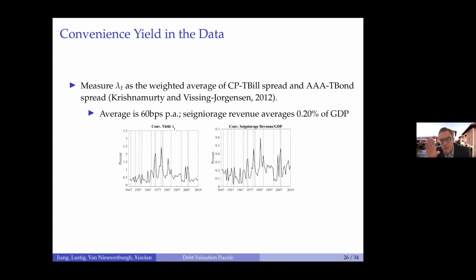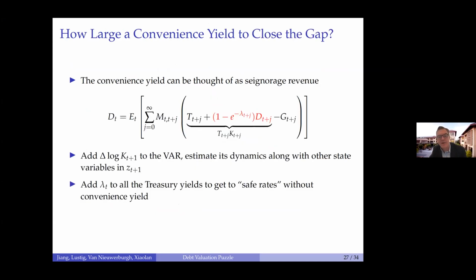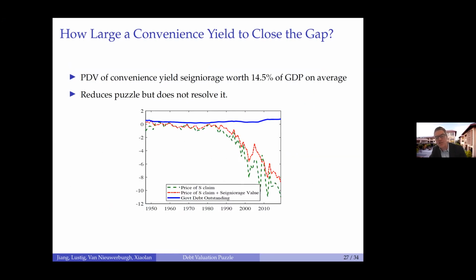We're going to use Arvind and Annette's estimates of these convenience yields. They get those from comparing Treasury yields to AAA bonds and commercial paper. We're going to maturity weight these. On average, you get about 60 basis points, which is not negligible, but the seigniorage revenue is too small as a fraction of GDP. It's about 0.2% of GDP. That's not going to really tilt the scale here, okay? So if you add that back, you actually do get a smaller puzzle, but it doesn't go much further in terms of closing the gap.